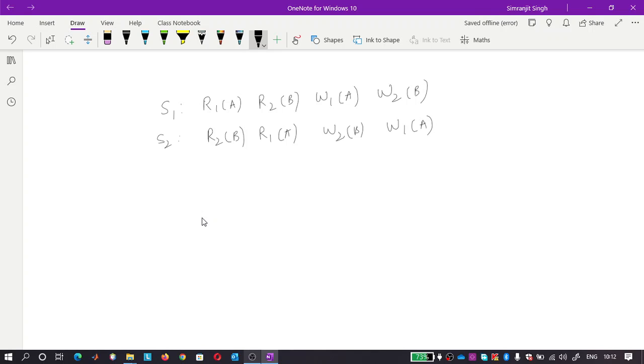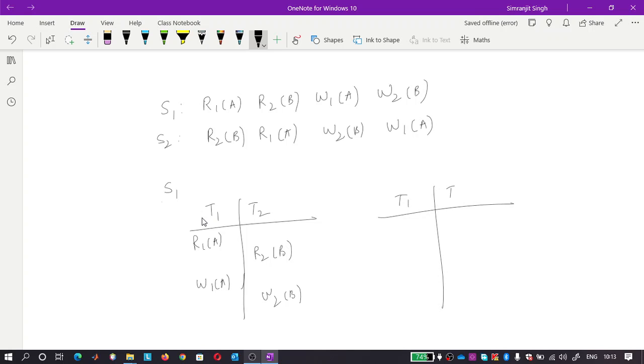So now I hope that you have paused the video and tried. Okay. So what is the solution of this? Schedule S1. There are two transactions. 1 and 2 indicate the number of transactions. So T1 followed by T2. R1A, R2B, W1A and W2B. So this is a non-serial transaction. Here S1 is a non-serial transaction.